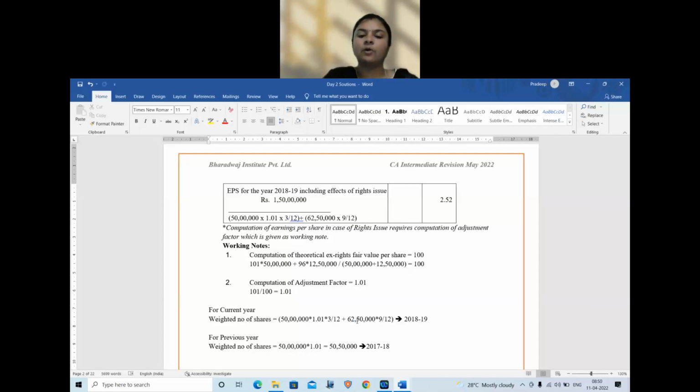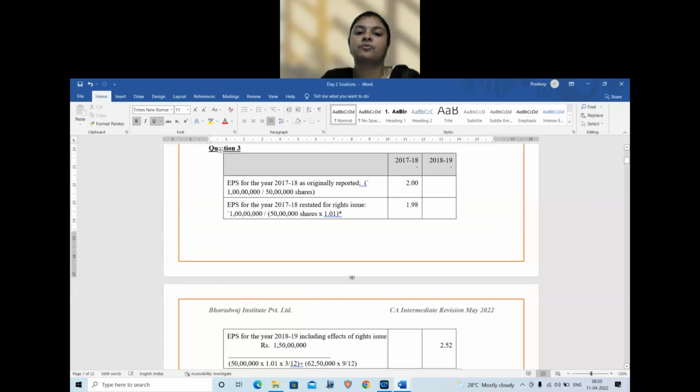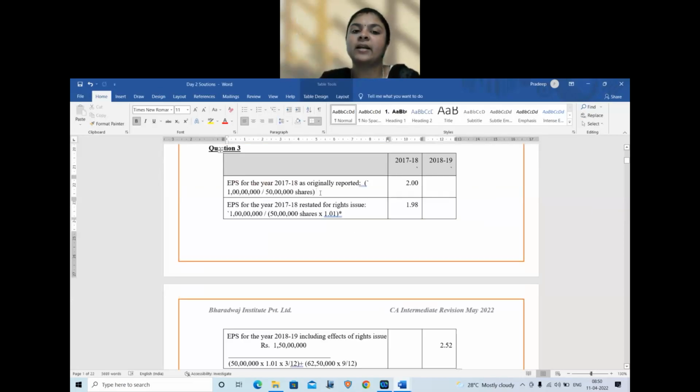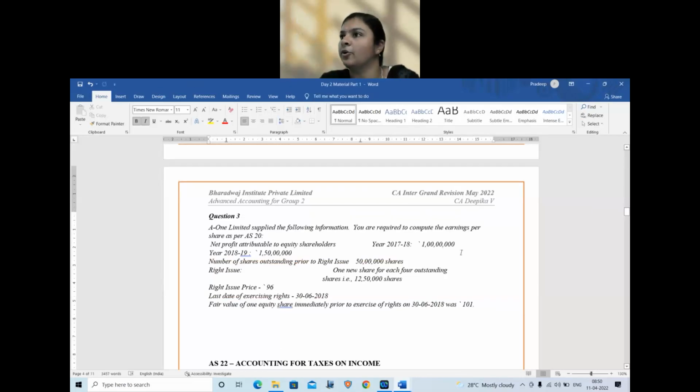Now that we have found out the weighted number of shares, the final answer is when we calculate the basic and adjusted EPS. So for the year 1718, which is the preceding financial year, the original profit was 1 crore. And what is the original number of shares?